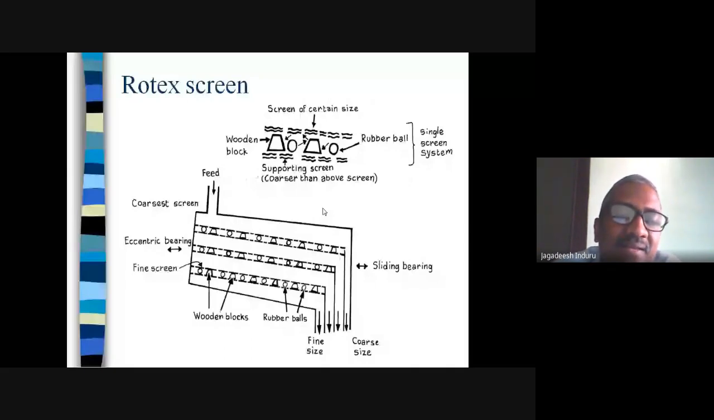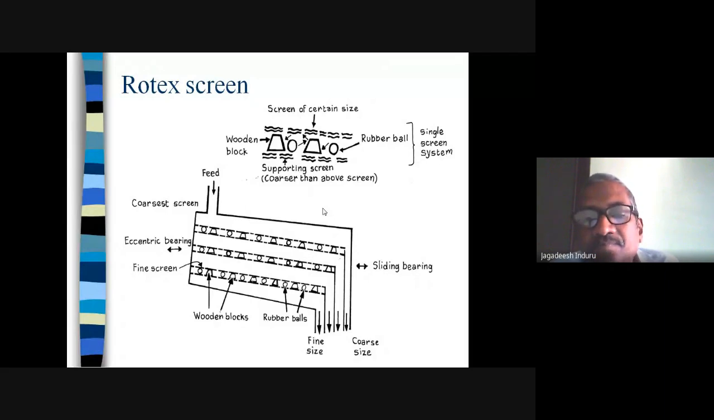What is a screen set? The top screen, the bottom support, and in between you have a wooden block and a rubber ball. That's it. This is actually the variation.